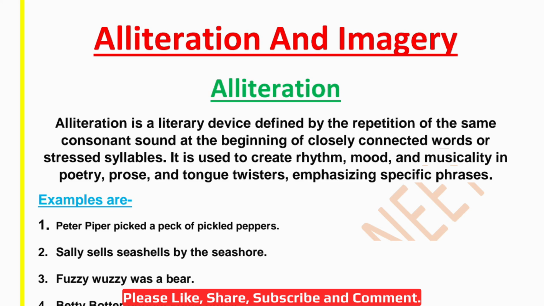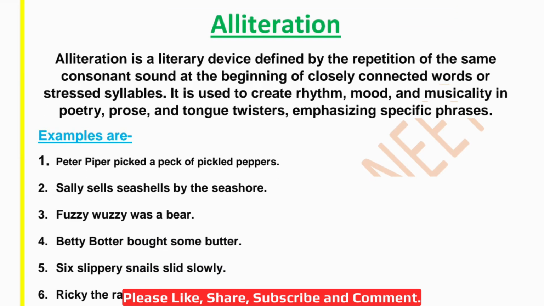Now when we look at our sentences, we have to see the consonant sounds, and the repeating consonant sounds. Let's see this example. Peter Piper picked a peck of pickled peppers. You can see here the sound is of the letter P, and P is a consonant sound, so we can clearly distinguish that this sentence is an example of alliteration.